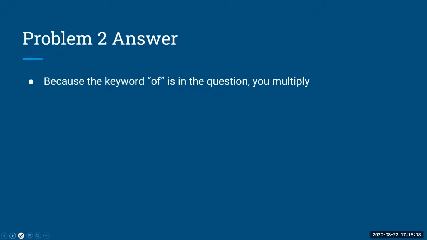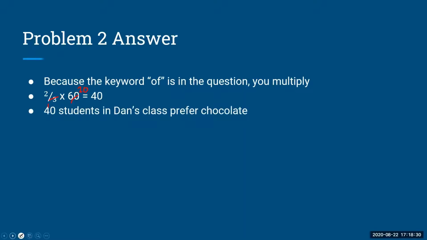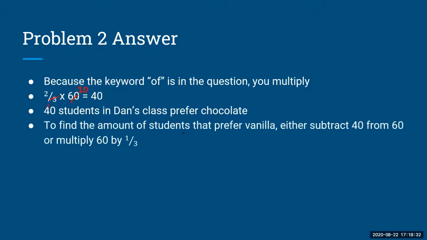Okay, so because the keyword "of" is in the question, you multiply. So 2/3 of 60 is 40. You can cross reduce here. 20 times 2 is 40. And then 40 students in Dan's class prefer chocolate. And to find the number of students who prefer vanilla, either do 60 minus 40, which is 20, or just 60 times 1/3, which you can also reduce. It's just 20. So 20 students in Dan's class prefer vanilla. Easy stuff, right?